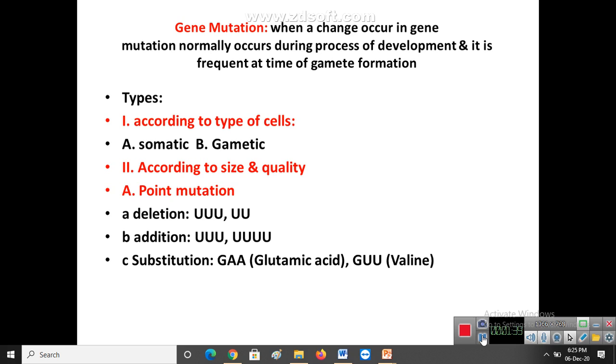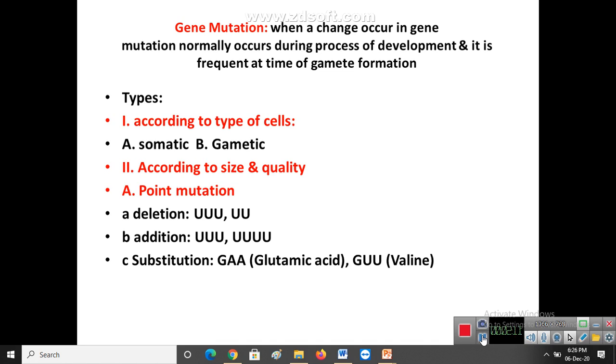Second type is the gametic mutation. When a mutation occurs in a reproductive or sex or germ cell, for example sperm and eggs, this type of mutation is known as gametic mutation. This type of mutation can be inherited from one generation to the next. Therefore, it is genetically very important and significant. It may cause evolution.